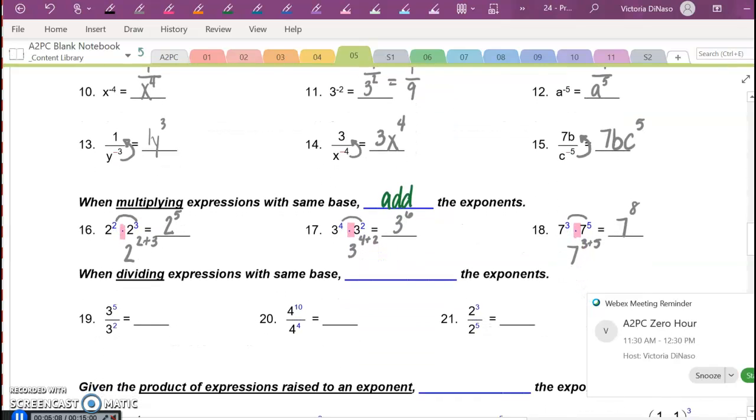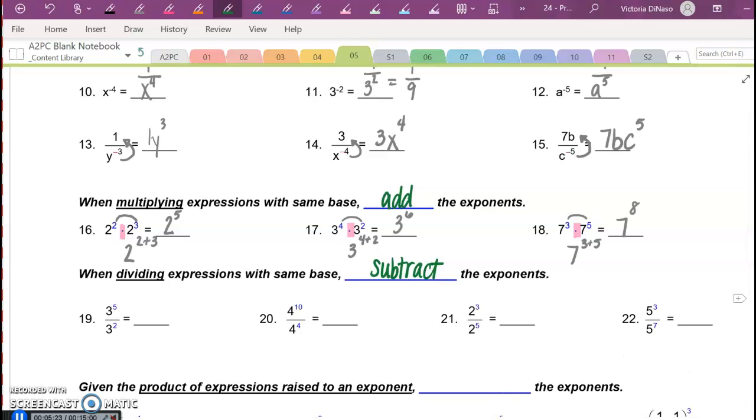My fourth rule is when dividing expressions with the same base, we're going to do the opposite. So multiplying, we add. Dividing, we actually subtract the expression. So for number 19, my base is 3. We're going to do 5 minus 2. So we have 3 to the power of 3. And you can leave it just like this. You don't have to write down 27.